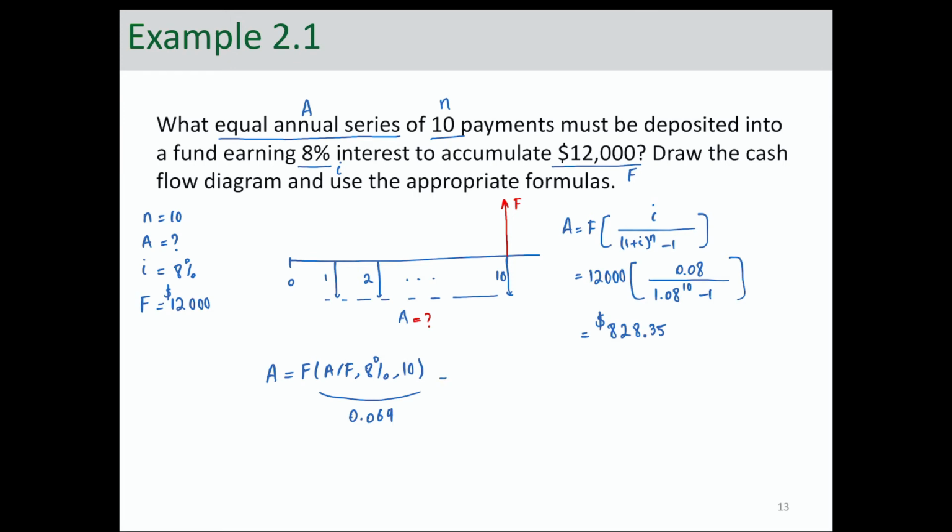0.069. So that's equal to 12,000 times 0.069, and that's equal to $828. So there are two ways to compute A for this, using the formula or using the factor table, and we went through both of them.